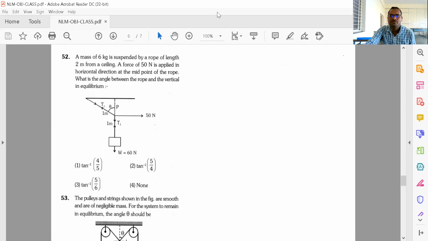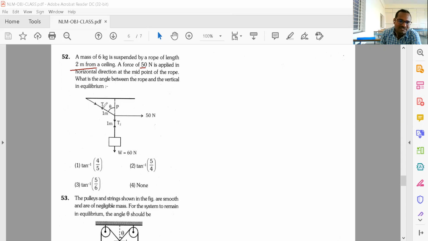See question number 52, students. Given that a mass of 6 kg is suspended by a rope of length 2 meter from the ceiling. A force of 50 Newton is applied in the horizontal direction at the midpoint of the rope. What is the angle between the rope and vertical in equilibrium? So this angle, how much we need to find?